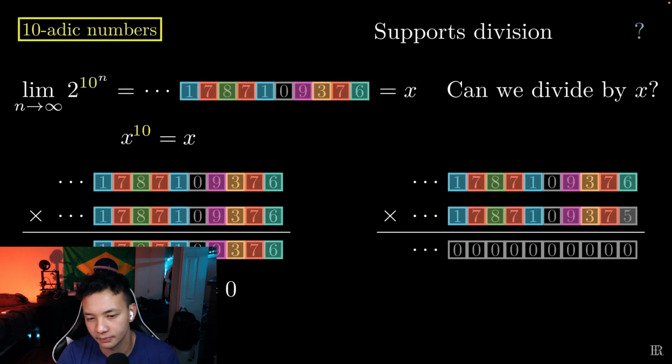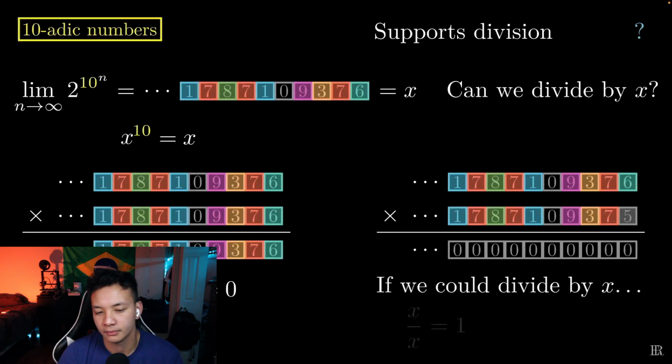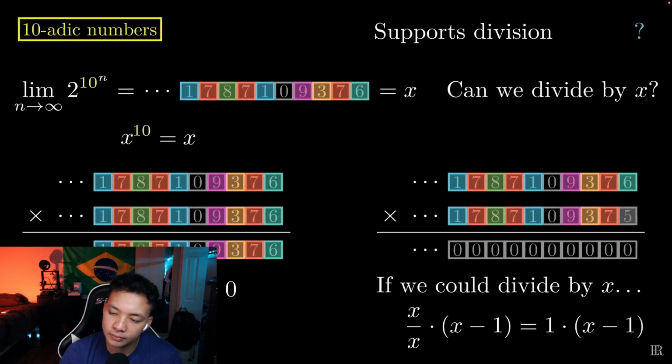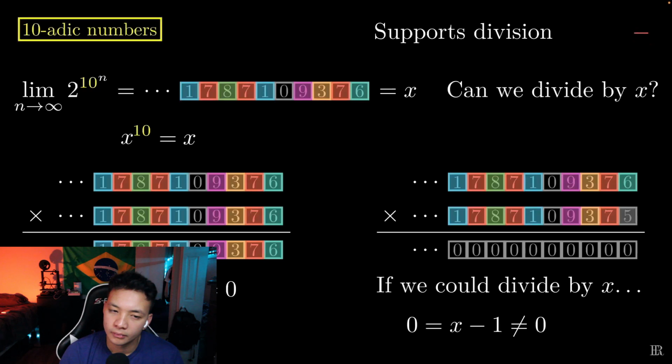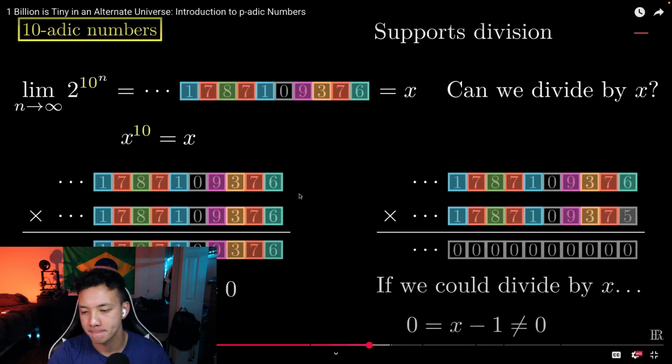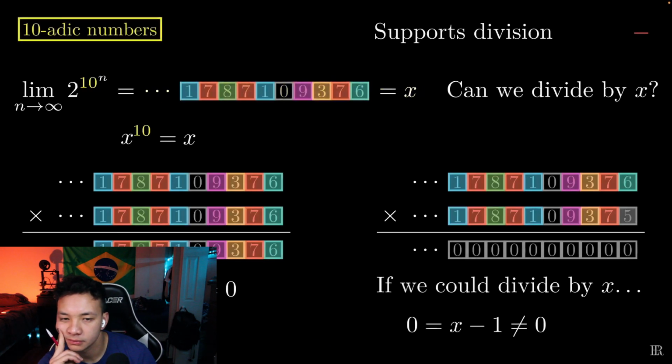And here's where things really fall apart. If we could divide by x, then x divided by x would be 1, but then multiplying both sides by x minus 1 implies that x equals 1, which it's not. So we can't divide by x because doing so results in a contradiction. What we've just seen is that there are certain 10-adic numbers that we can't divide by, even though they're not 0. So the 10-adic numbers are not such a great place to live.